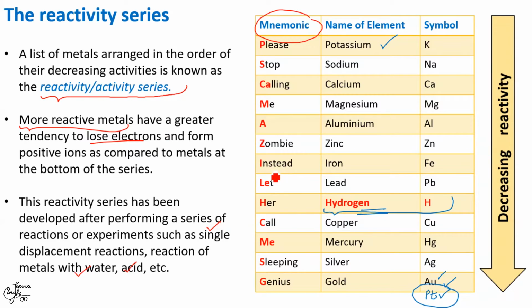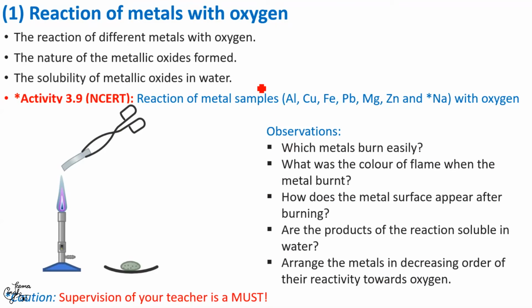Coming to the first chemical property of metals, that is the reaction of metals with oxygen. In this property, we will study the following. Number 1, the reaction of different metals with oxygen. 2, the nature of the metallic oxides formed. And finally, the solubility of metallic oxides in water.